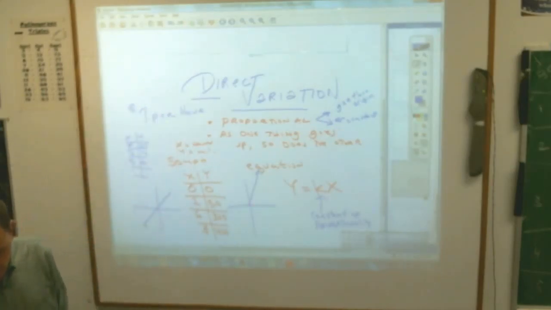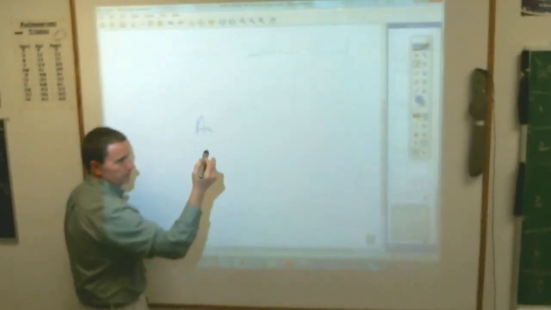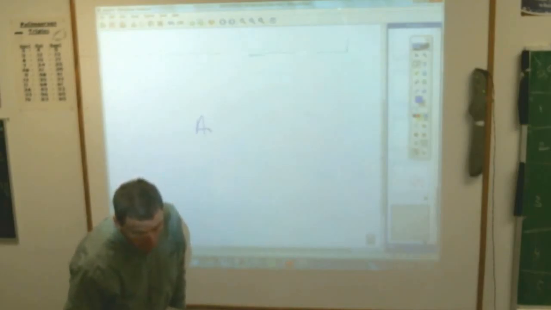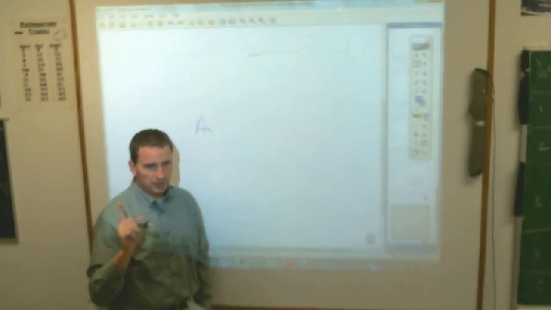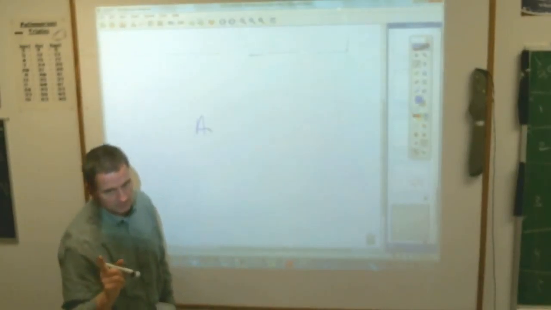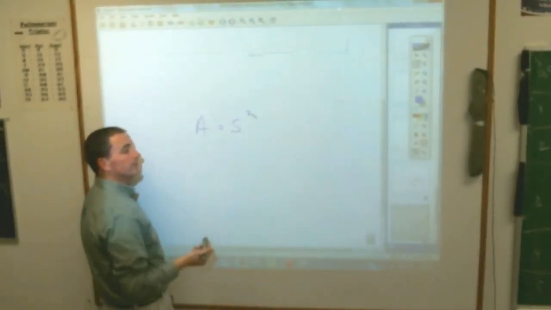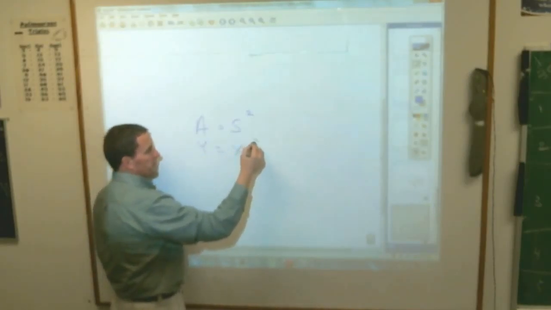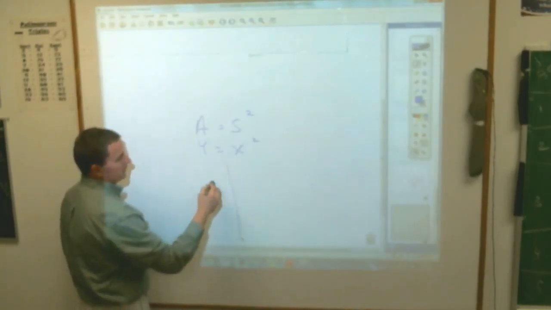Take a look at this. If you have the area of a square, anybody know what the formula for the area of a square is? Maggie? Well, squares have all equal sides, so yeah, area of a square is s squared, right? Or if I change it, let's use y's and x's. Y equals x squared. Do you think this is proportional or direct variation?